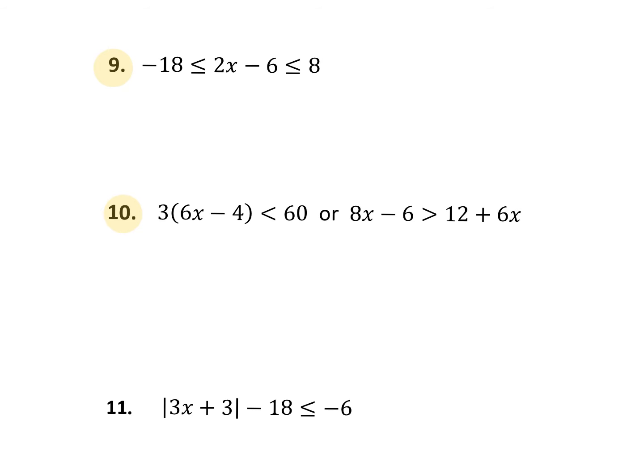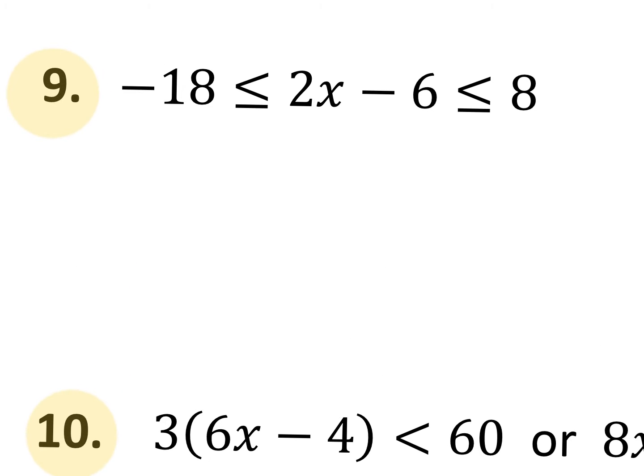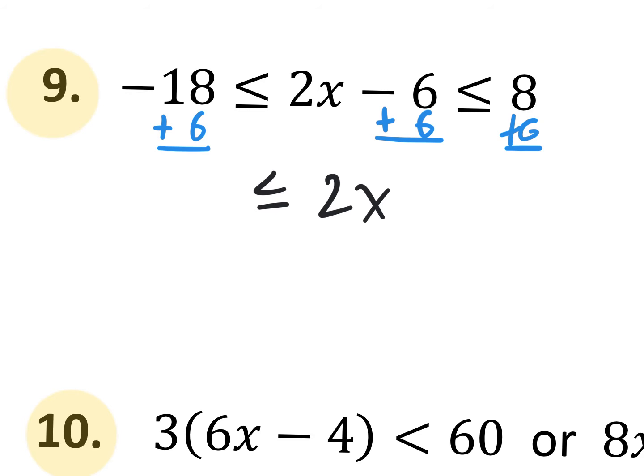What would I need to do to get x by itself in the middle? Anybody? Add 6 is absolutely right. Add 6, that would get rid of the minus 6 in the middle. And what you do to the middle, you do to both outside sides. So you add 6 here and add 6 over there. You will have 2x. The inequalities come down. Negative 18 plus 6, that is negative 12. And we have 8 plus 6, which is 14.